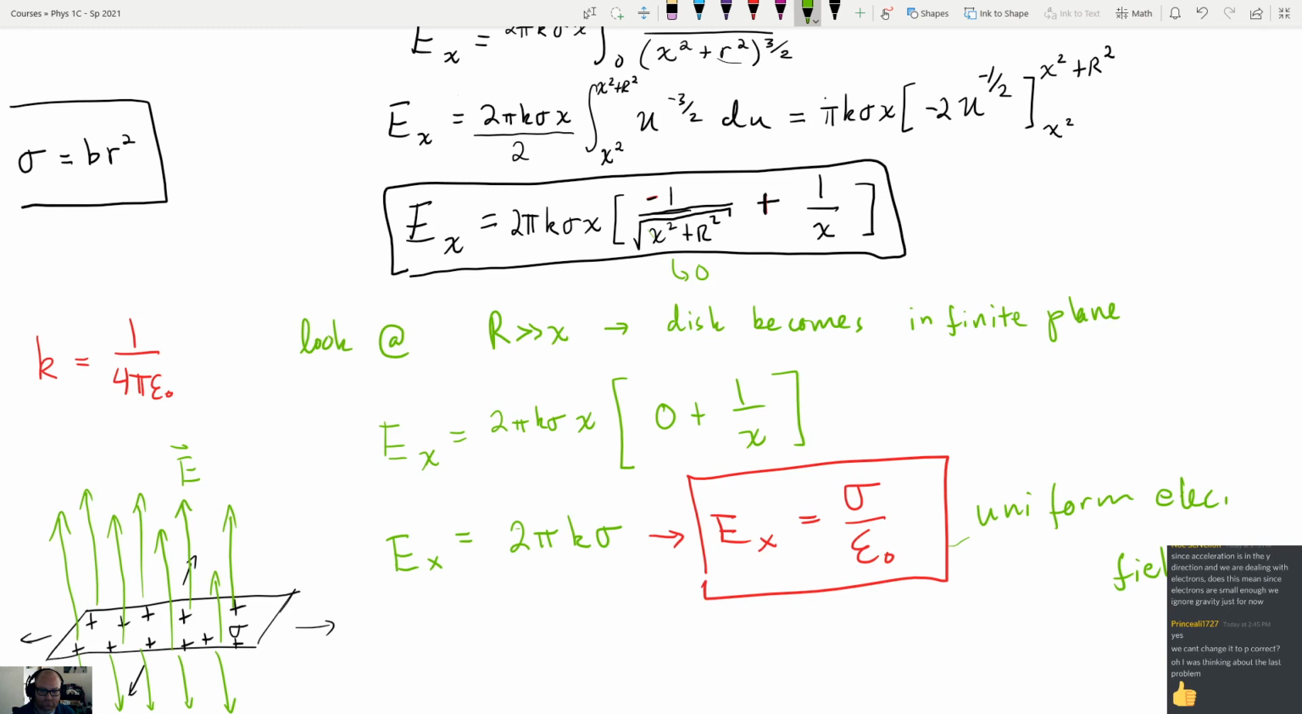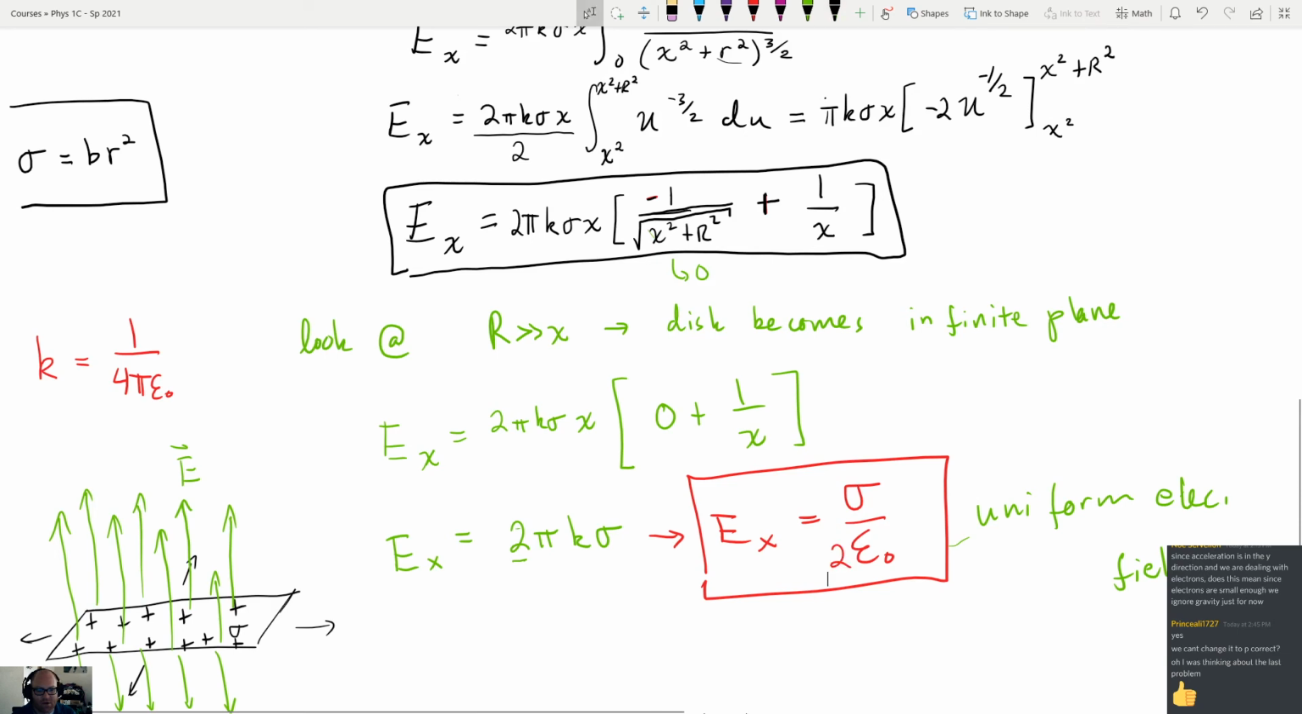You know what? That's not right. I was like, there's something wrong here. There's supposed to be a 2 here, because it was 2 pi k. Yeah, I was going to say, something's not quite right here. So that should have been a 2. Sigma over 2 epsilon naught.